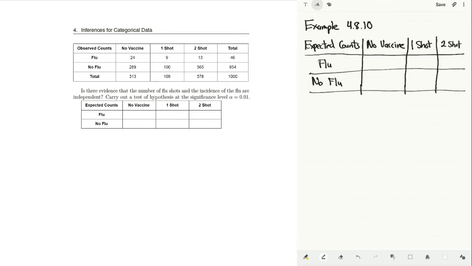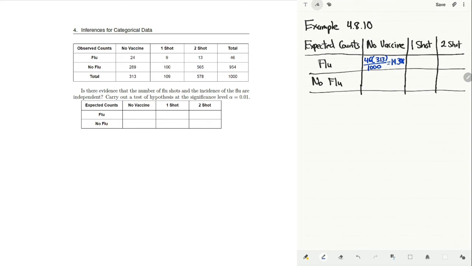So let's first find the expected counts. So for the no vaccine and the flu category, there is a row total of 46 and a column total of 313. So the expected counts will be 46 times 313 divided by the grand total, which is 1,000. And this comes out to 14.398.